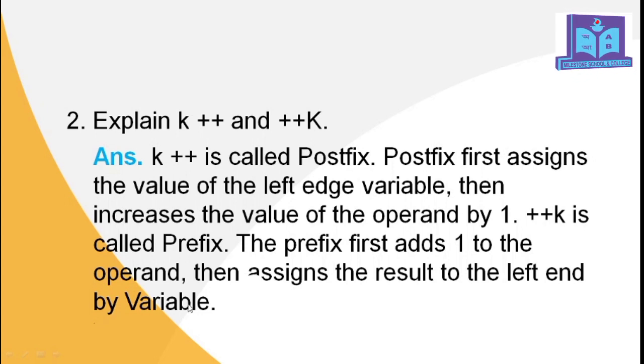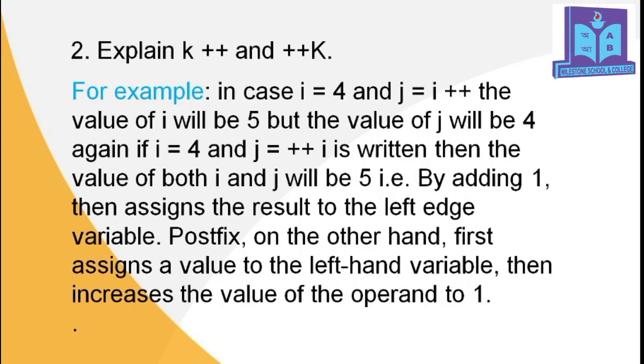Now, for this postfix and prefix, let's see an example for your clear understanding. In case i = 4 and j = i++, the value of i will be 5, but the value of j will be 4. Again, if i = 4 and j = ++i, then the value of both i and j will be 5. That is, prefix adds 1, then assigns the result to the left-hand variable. Postfix, on the other hand, first assigns the value to the left-hand variable, then increases the value of the operand by 1.